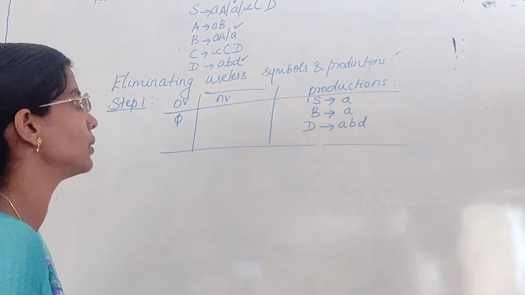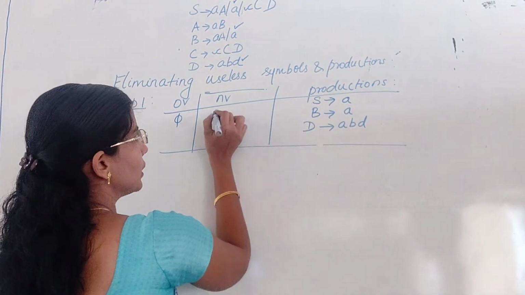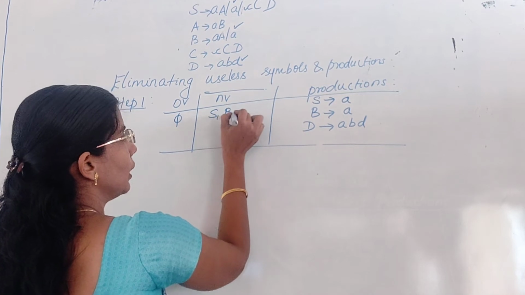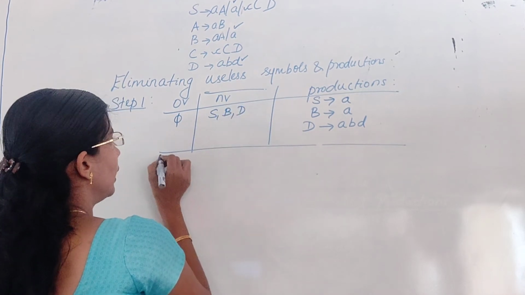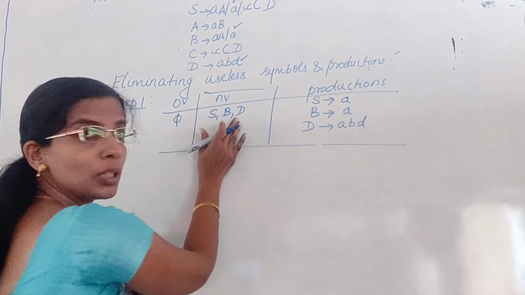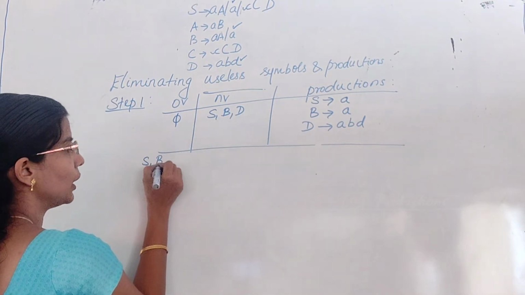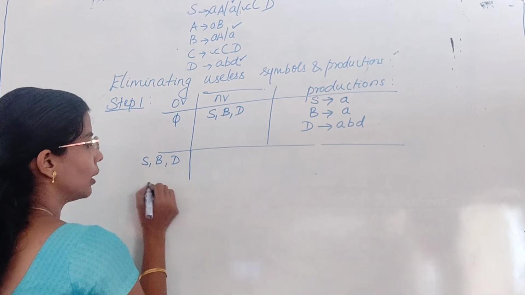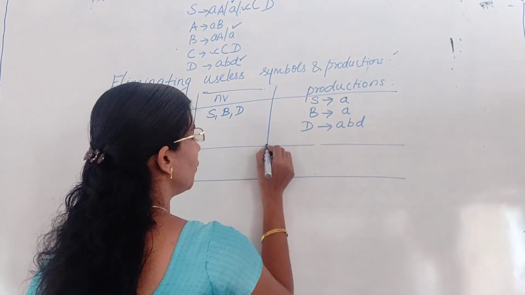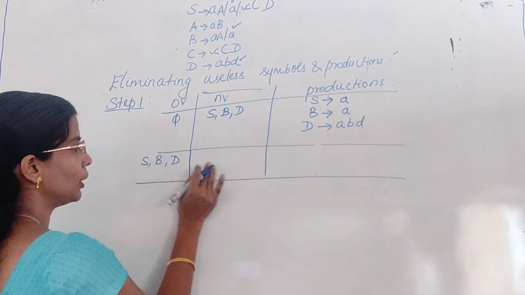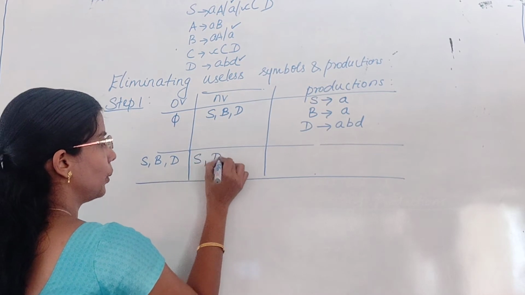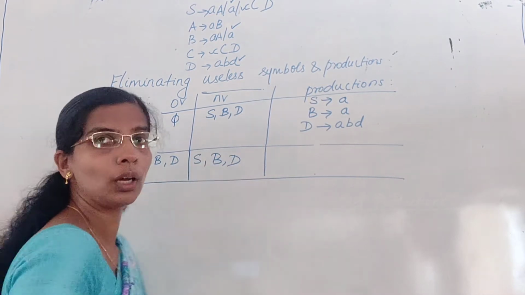What should I do next? Copy all the variables: S, B, D. Next, copy from this new variable to old variable: S, B, D. Then from old variable to new variable: S, B, D.